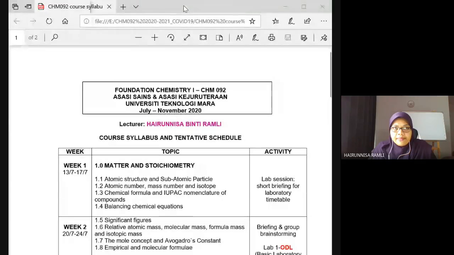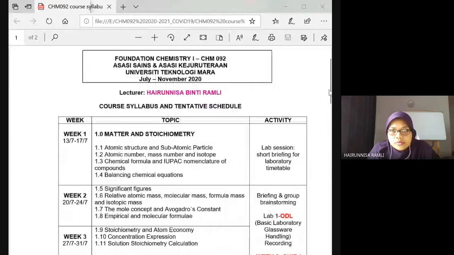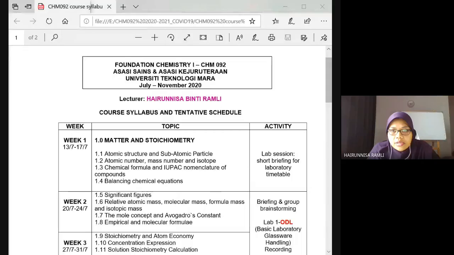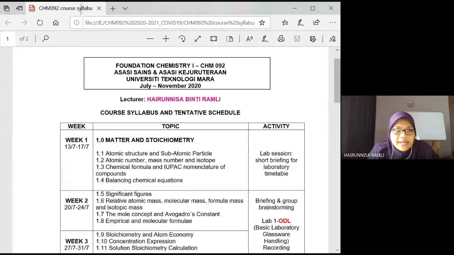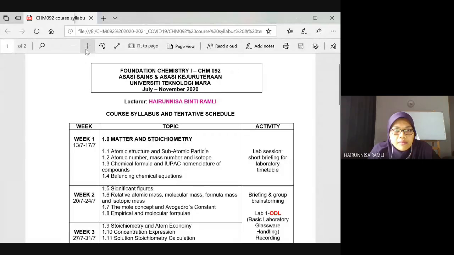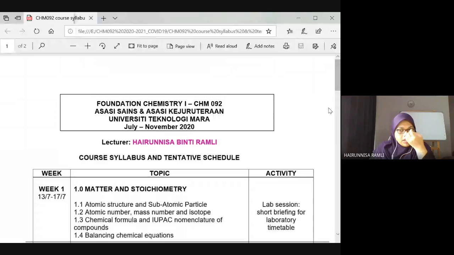Okay, our course syllabus. This is also supposedly, yang ni nampak ke? Nampak tak ni? Nampak. Okay. Saya tak buka pasal sangat lah eh. Boleh nampak eh tulisan ni. Okay. So, ini pun sebenarnya saya dah bagi to your class rep. I think they already gave to you. Okay, so this is a course syllabus and tentative schedule.